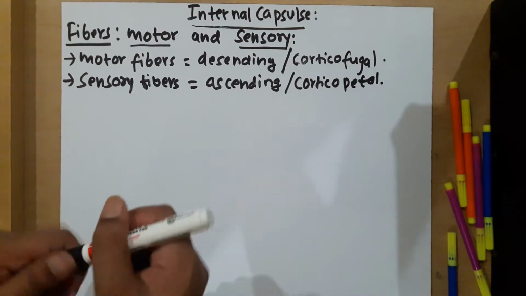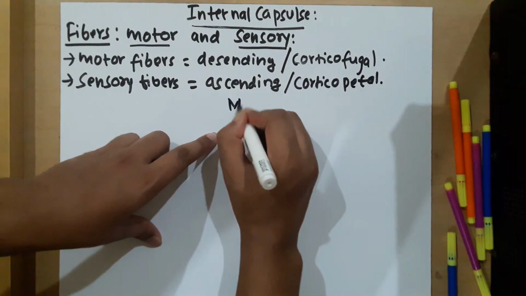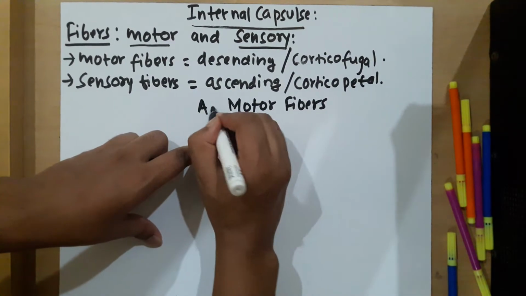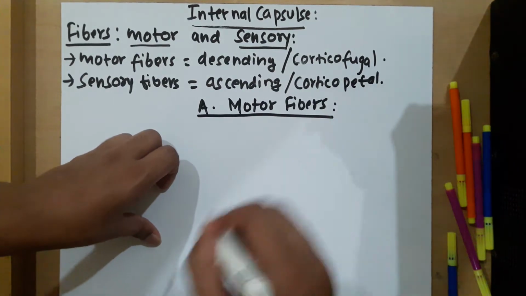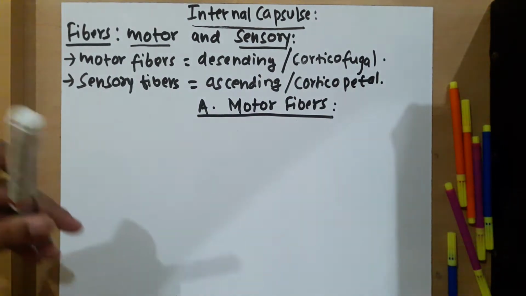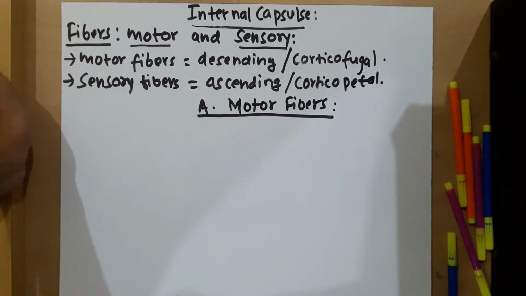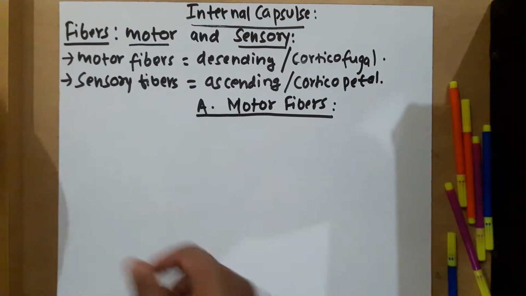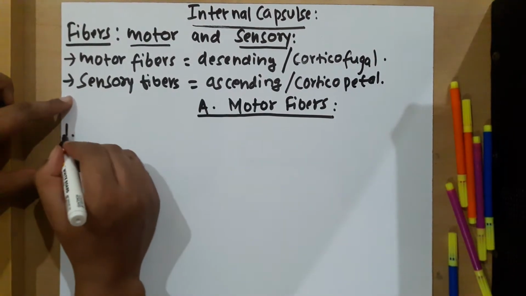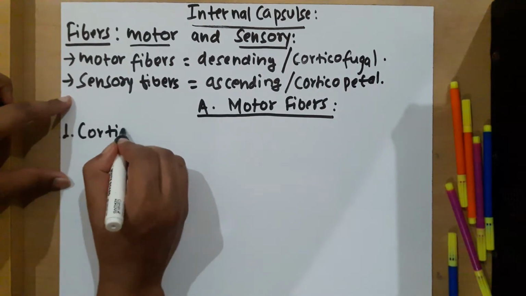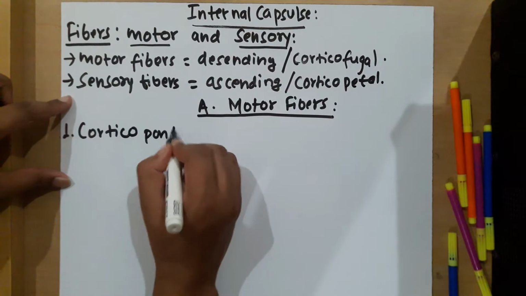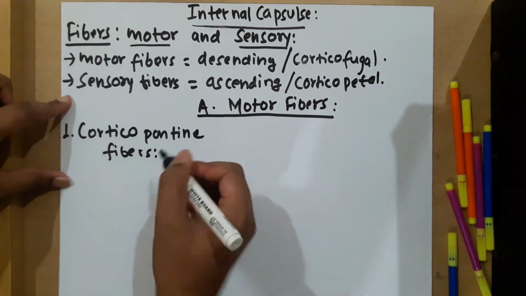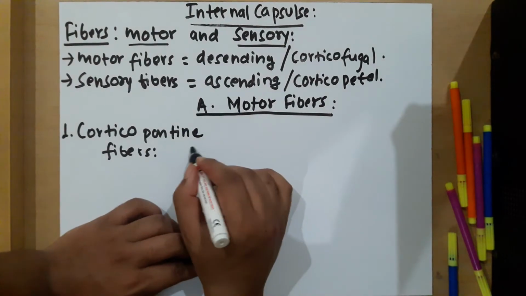Now let's first discuss the motor fibers of the internal capsule. Under motor fibers we have corticopontine fibers, pyramidal fibers and extrapyramidal fibers. Let's start with them. First one is corticopontine fibers, which are again divided into the following.